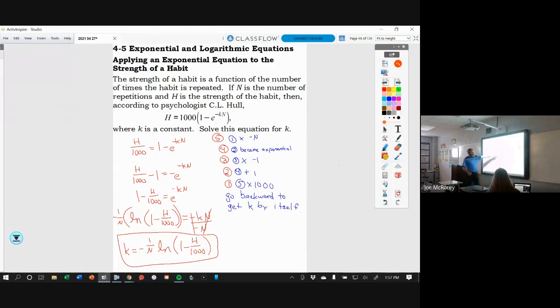Guys, this is basically an algebra 1 problem. The only difference is the exponential piece. How do you unexponential it? By taking the log.